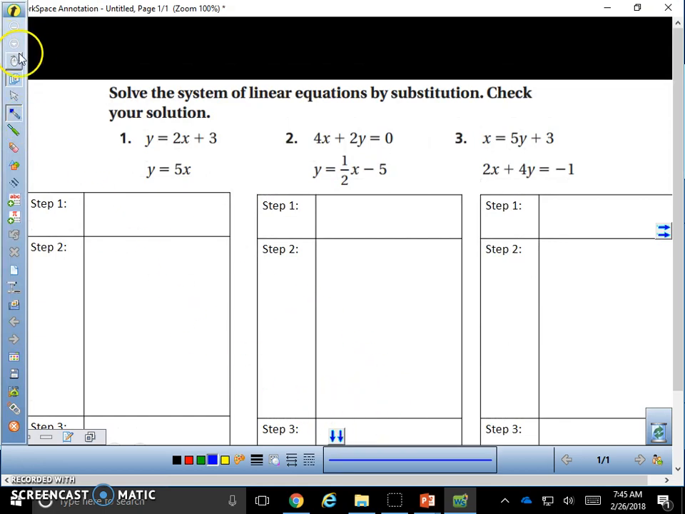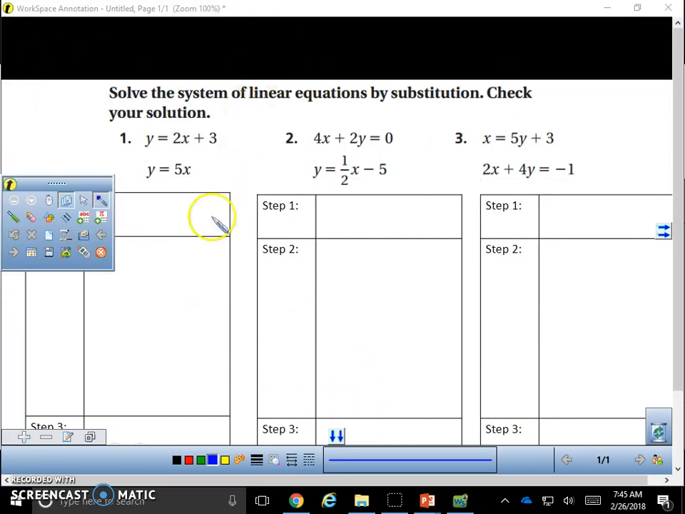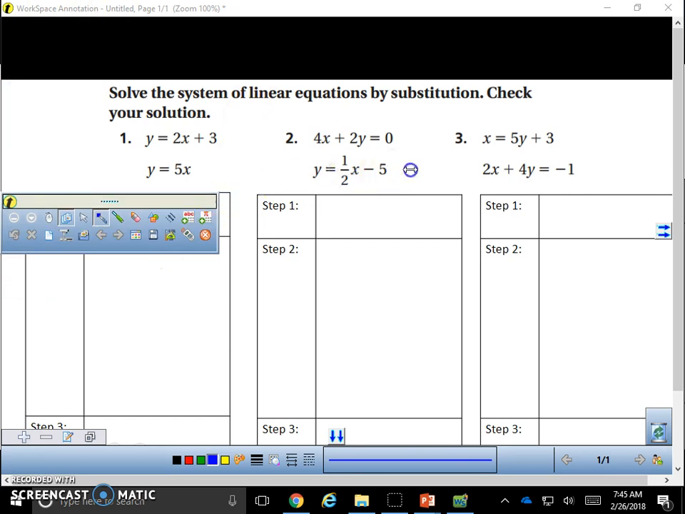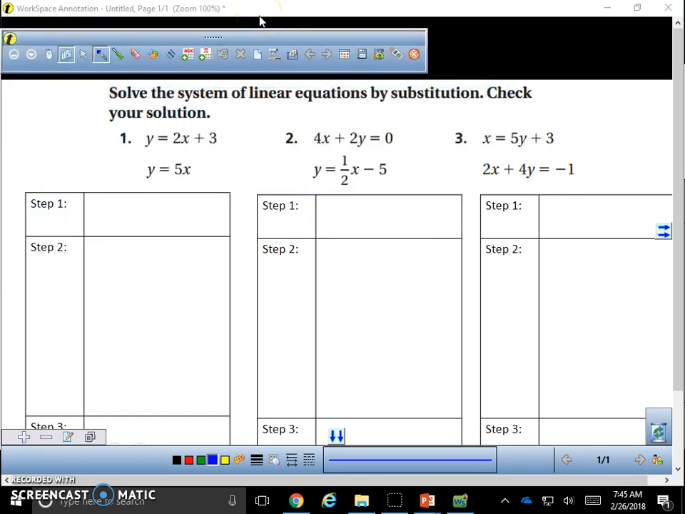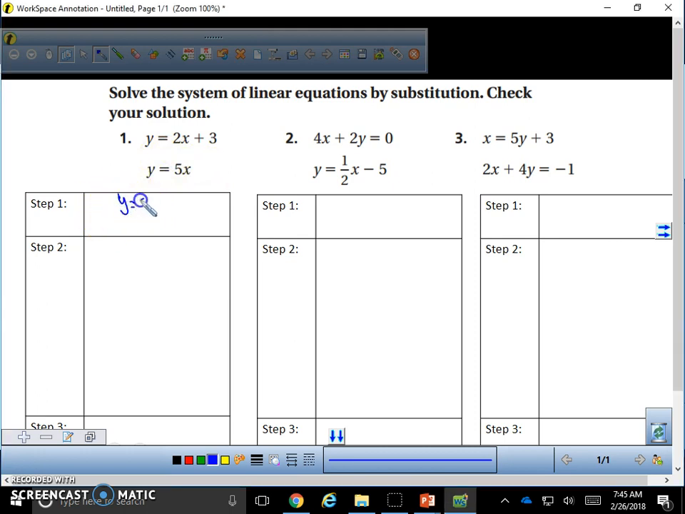Example 1, let me go ahead and move my little cursor out of the way. Step 1, get x or y by itself. Done! Look, we do have x and y by itself already. So let's pick the easiest equation. The y equals 5x is our easiest, and we're going to plug this one into the y equals 2x plus 3. So where it says y equals, we're going to substitute that in for y.